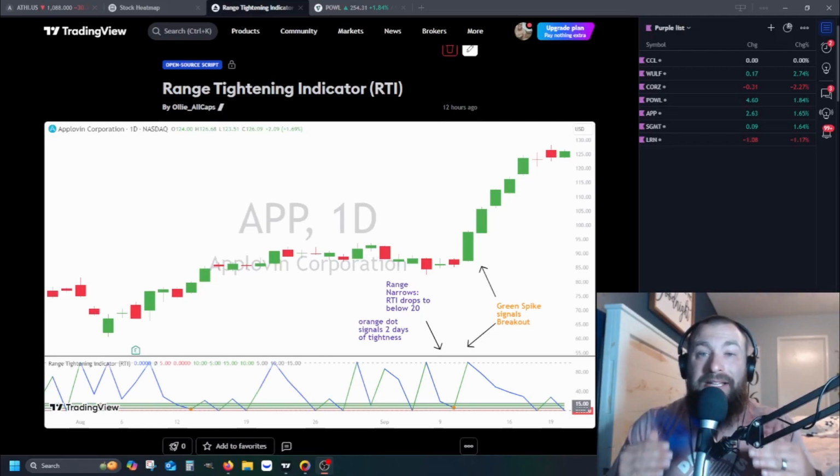Today we're going to discuss my new indicator, the range tightening indicator. I'll call it RTI for short, and this is found on TradingView. I would like to just quickly summarize what it is.